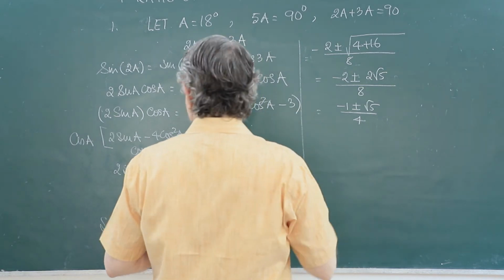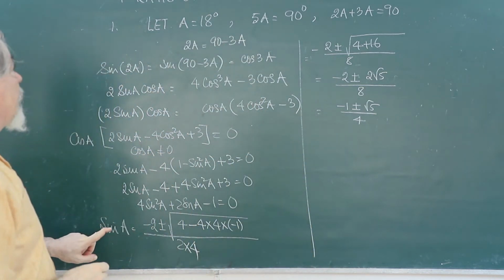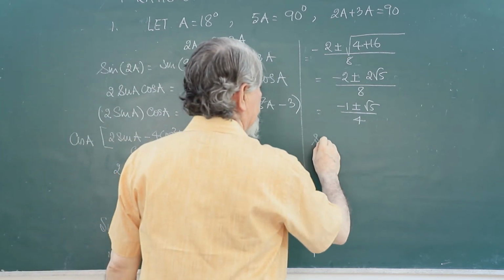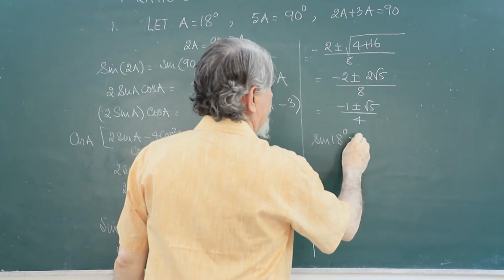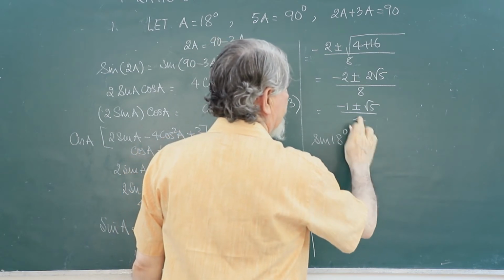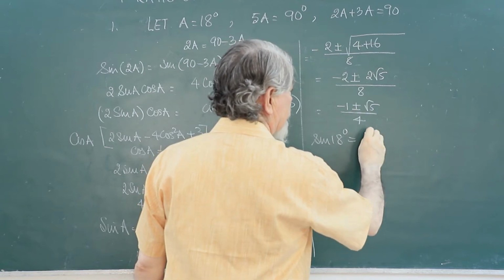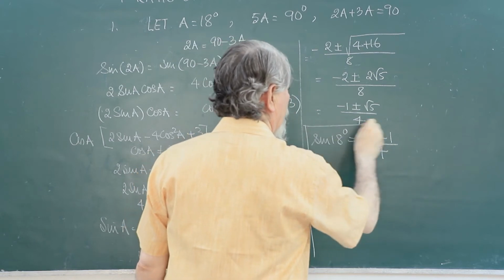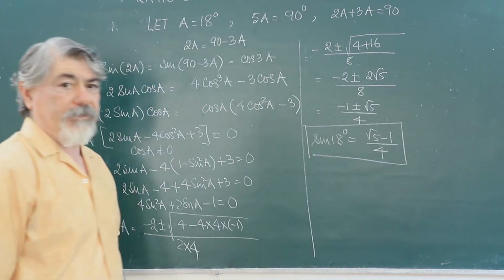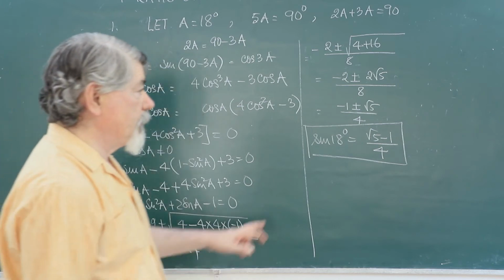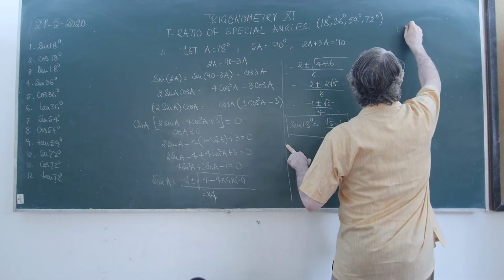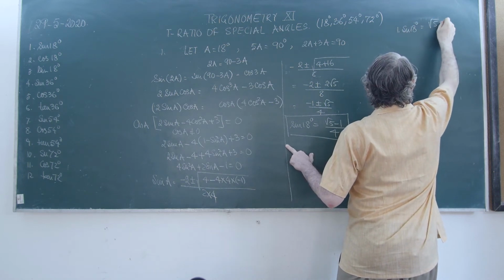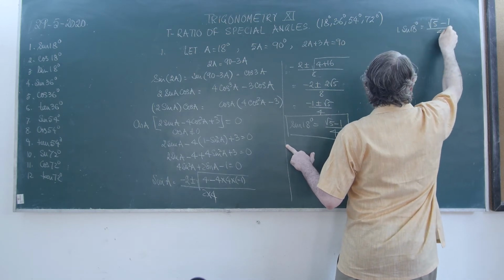But what are we calculating? Sin A, sin 18. Sin 18 we are calculating. Sin 18 is in the first quadrant, so it will be positive. Instead of minus, we will not take minus. Root 5 minus 1 upon 4 is the value of sin 18. So let us write sin 18 here. Sin 18 is root 5 minus 1 upon 4.